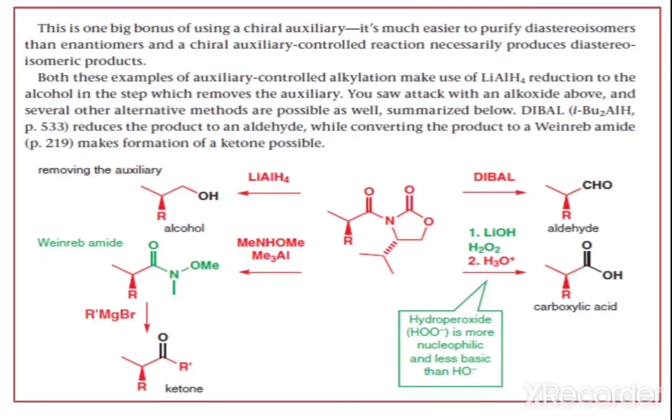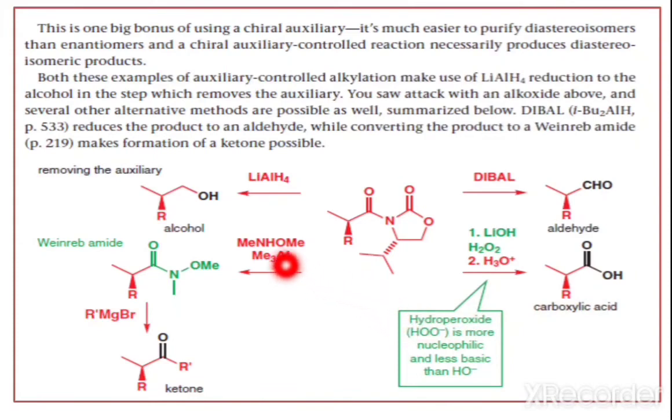And you saw the attack with alkoxide above, and several other alternative methods are possible, as summarized below. Here DIBAL, again it is used to remove the chiral auxiliaries. Here we get the aldehyde, and we know that when an amide is treated with DIBAL we get the aldehyde. And next, LiOH in the presence of H2O2, then protonation: the hydroperoxide is more nucleophilic and less basic than OH minus. And here we get the carboxylic acids.